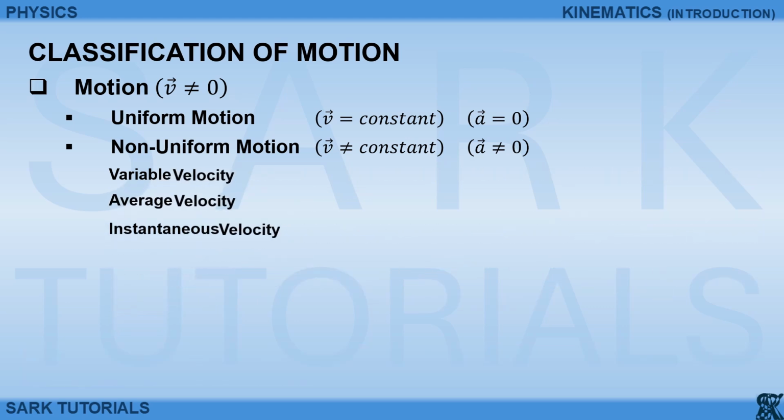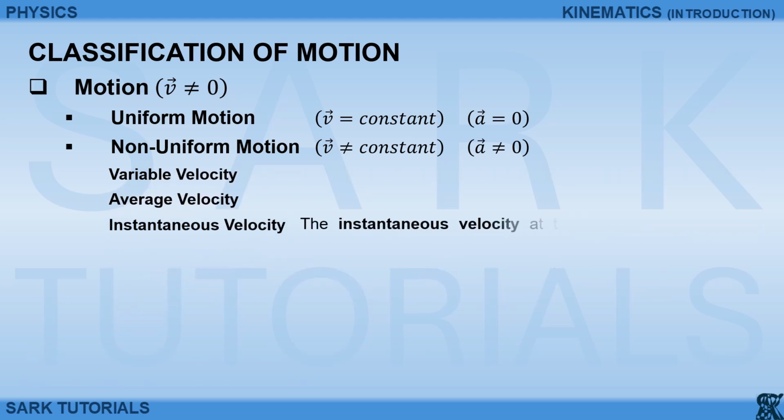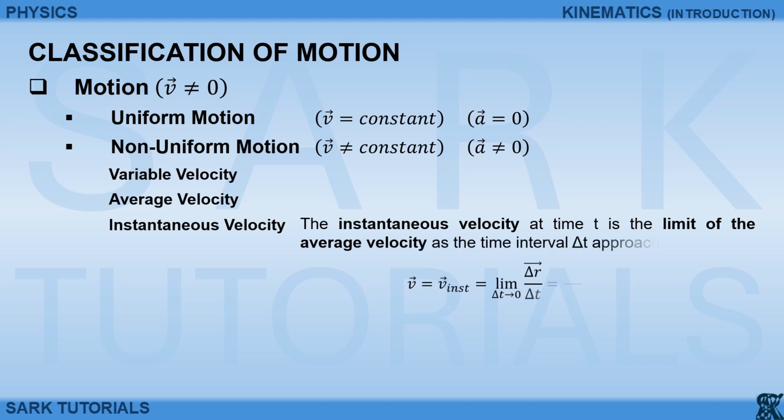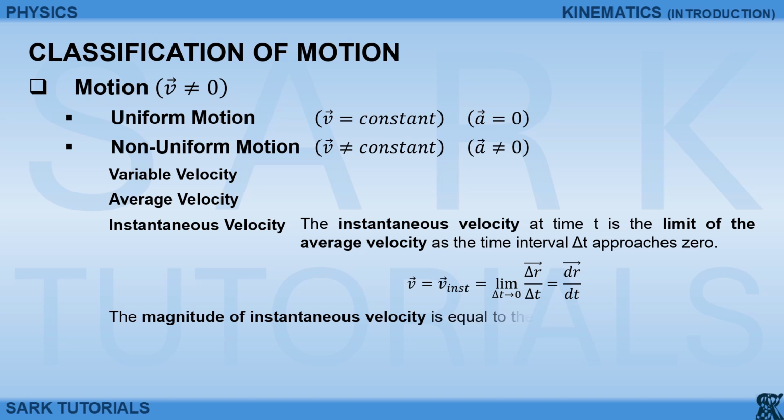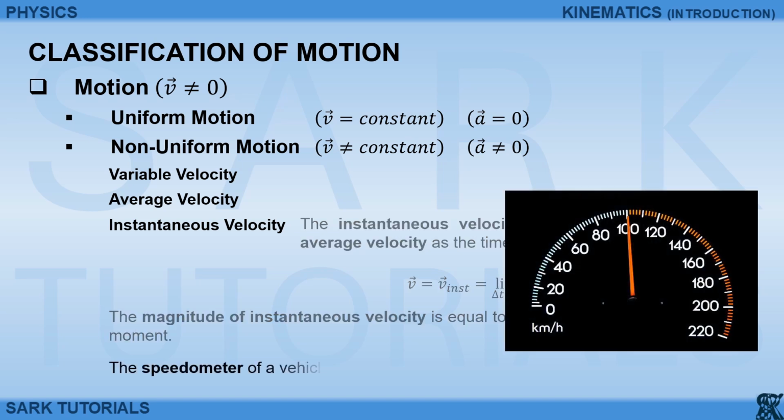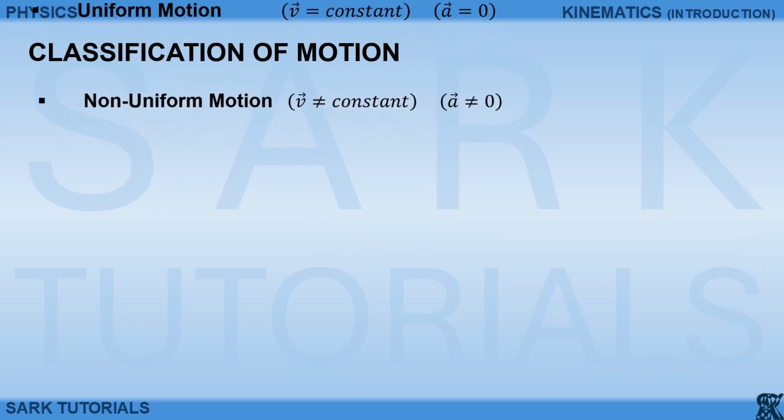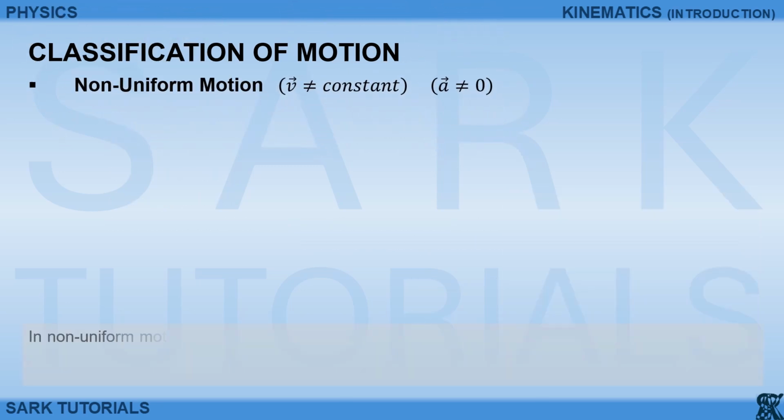The instantaneous velocity at time t is the limit of the average velocity as the time interval approaches zero. The magnitude of instantaneous velocity is equal to the instantaneous speed at that moment. The speedometer of a vehicle measures the instantaneous speed of the vehicle. In non-uniform motion, an object's velocity varies over time, indicating that the motion is accelerated, that is, acceleration is non-zero.